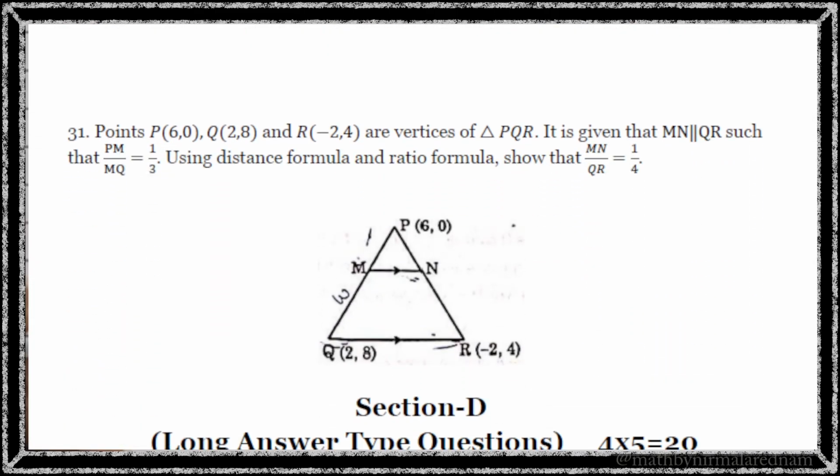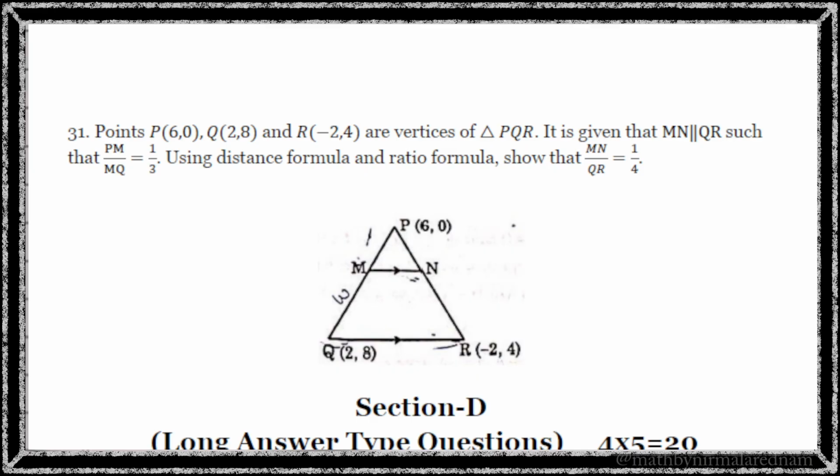Next, let's go to the 31st question, the last question in section C. Points P (6, 0), Q (2, 8) and R (-2, 4) are vertices of triangle PQR. It is given that MN is parallel to QR such that PM by MQ is 1 by 3. Use distance formula and ratio formula to show that MN by QR is equal to 1 by 4.